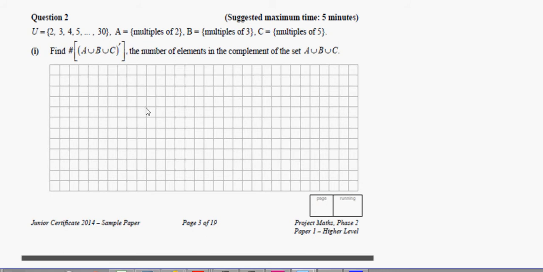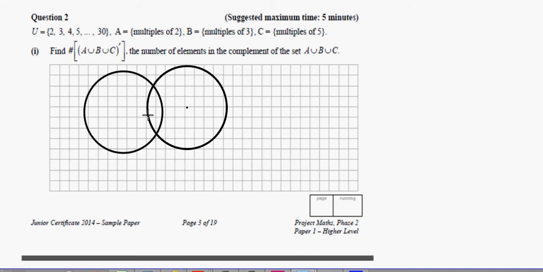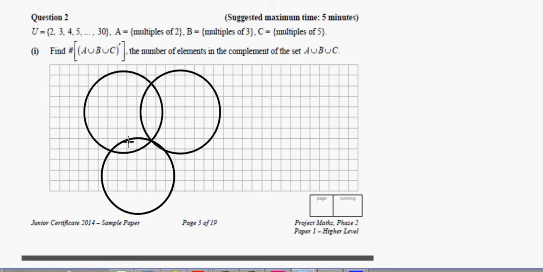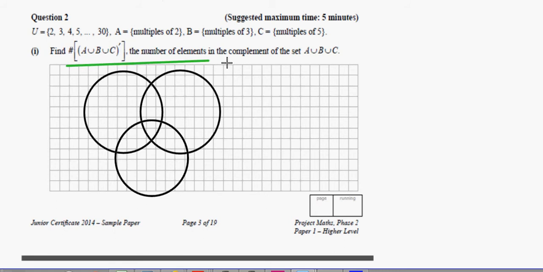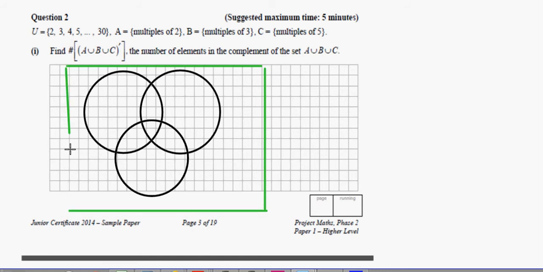So what we'll do is we'll put it in a Venn diagram. Okay, and this is the box for the universal set. So we have our three sets, A, B, and C. Now, let's write down the list of multiples for A.